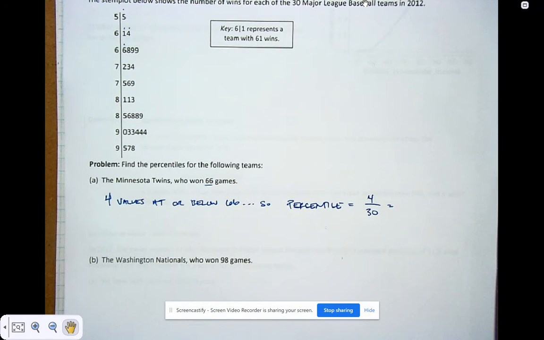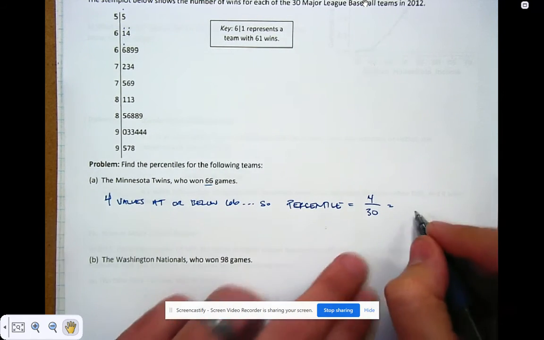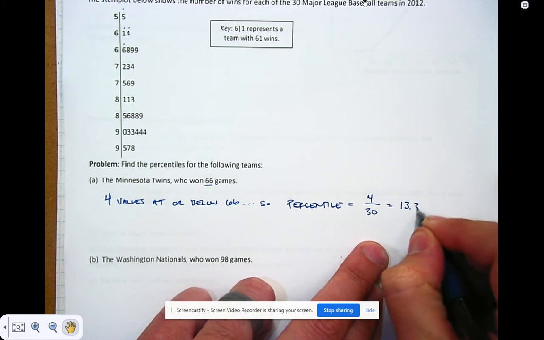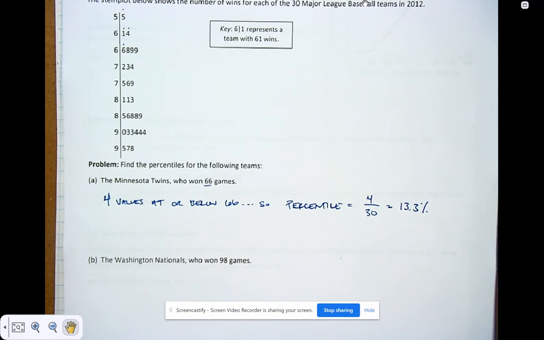It comes out to 13.3%. Okay. So the Minnesota Twins were in around the 13th percentile, which is not good, right? There are only 13% of the teams in the league that have that many wins or below it.